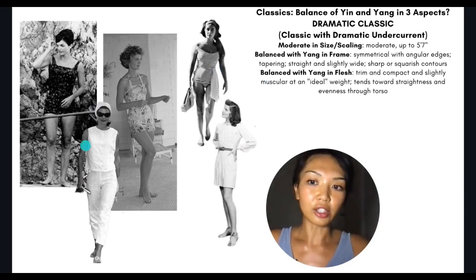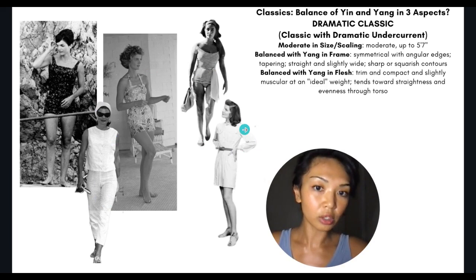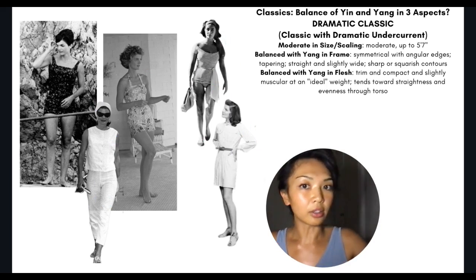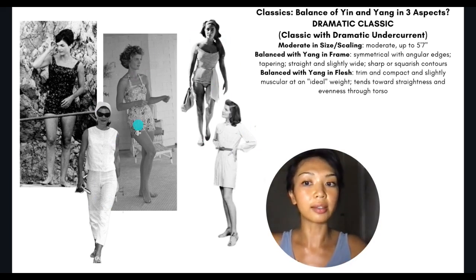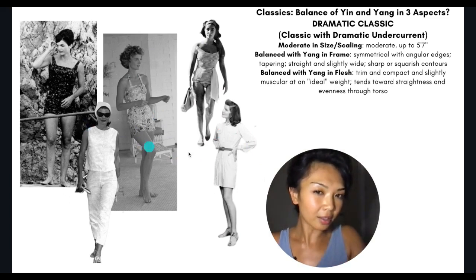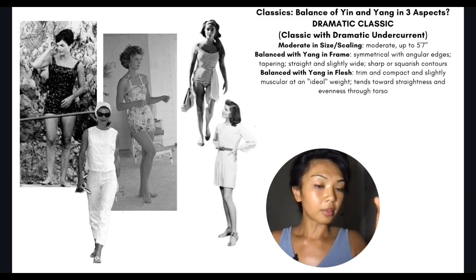So looking at Jackie, you can see she's closer to Katharine in silhouette, but you can still see a little bit of that moderation. She's not as elongated or sharp or vertical. There's still that soft width going on, but it's just a little bit more tapered.